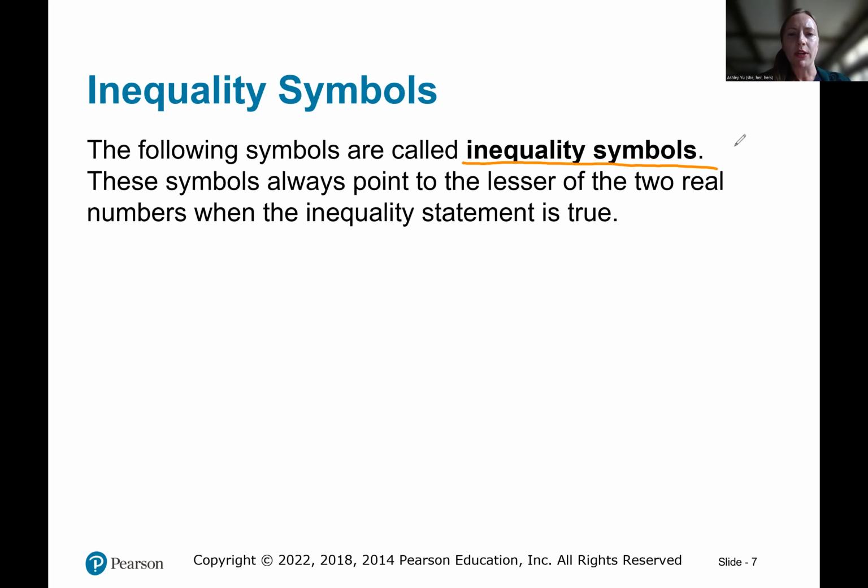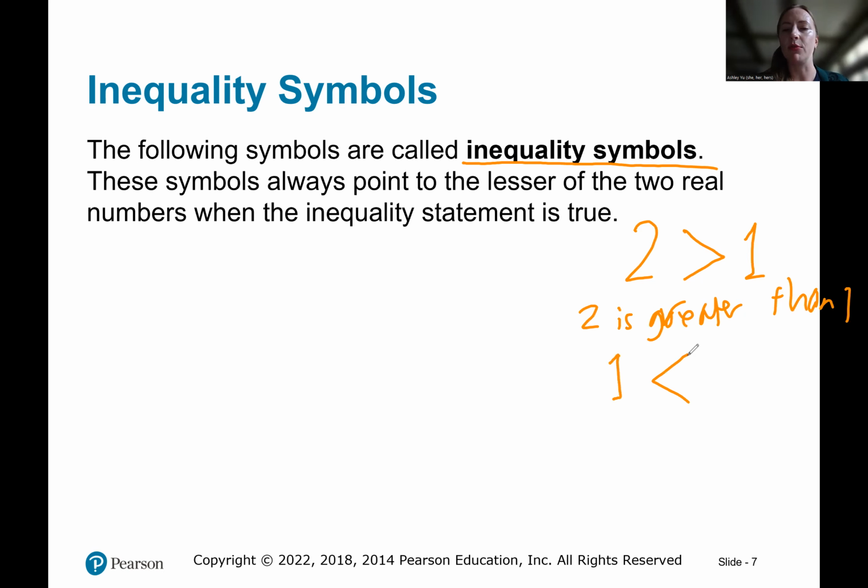Inequality symbols always point to the lesser of the two real numbers. I always remember that. So if it looks like this, which way is it? It looks like an arrow, or at least part of an arrow. It's pointing at the smaller number. So you'd see a smaller number on the right side and a larger number on the left. That's saying 2 is greater than 1. But if it was backwards, the other way, that means less than. So I would put the smaller number on the left.